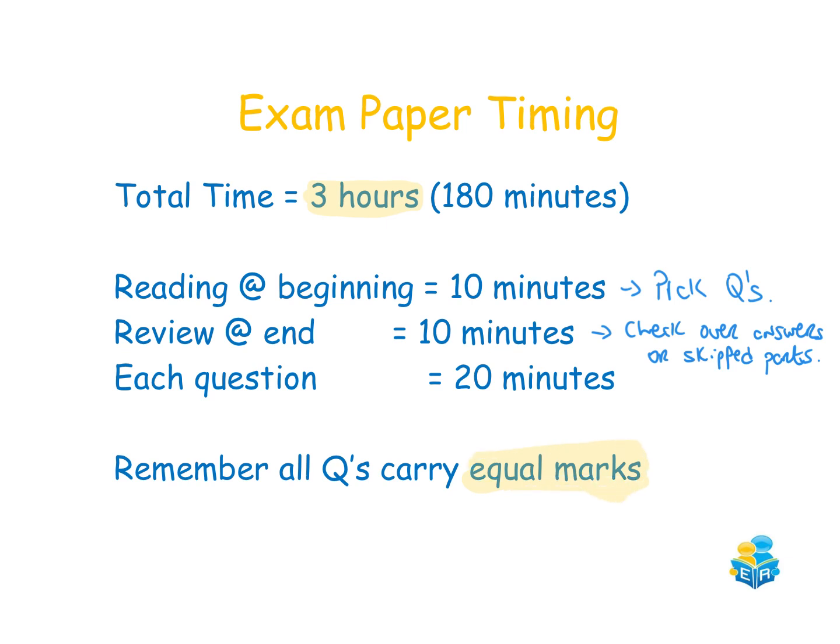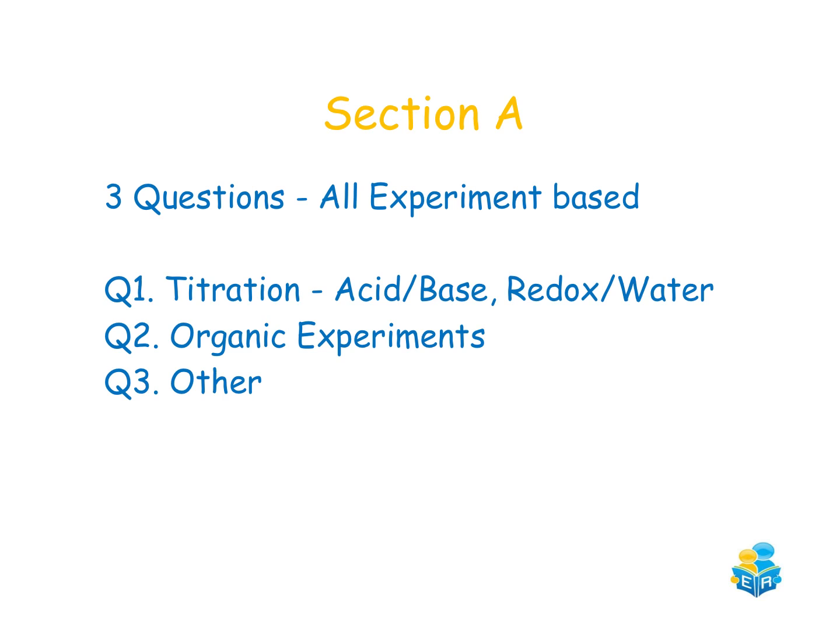They're all worth 50. So if you spend longer on one question than another, the maximum you can still get is 50. So make sure to spend an equal amount of time on each question, and I recommend that is 20 minutes. So let's dive deeper into the paper now, and let's take a look at section A.